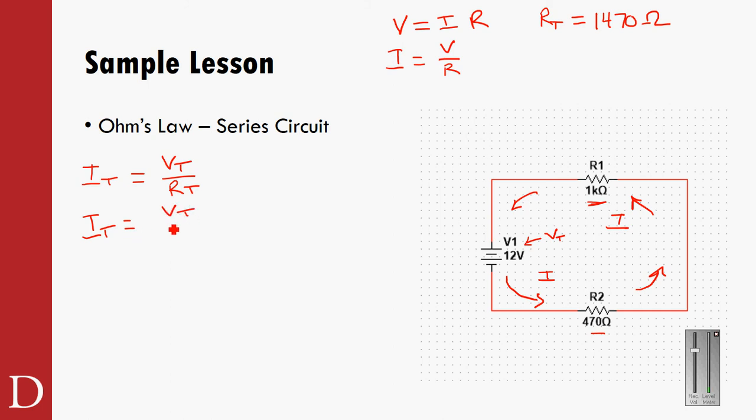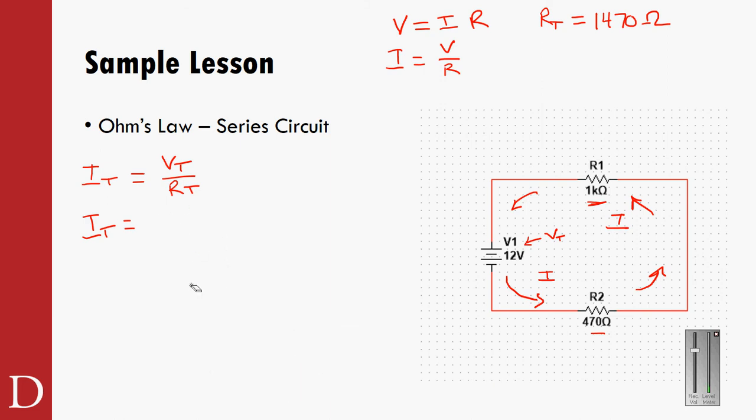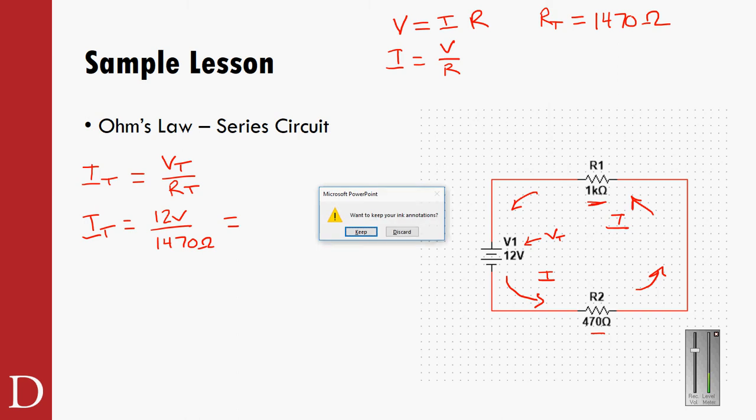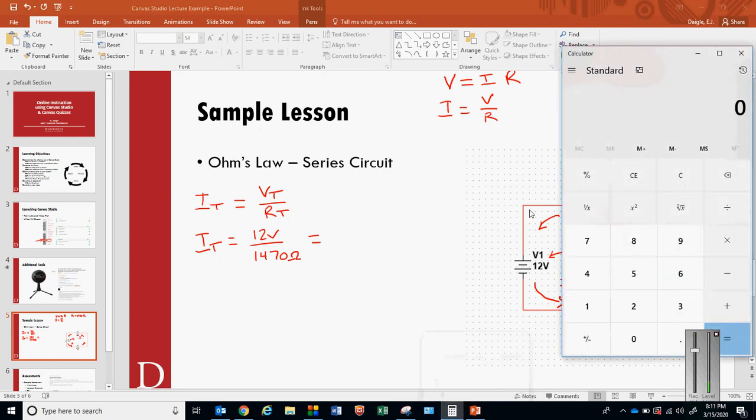equals VT. Oop, let me go back to my nice little eraser tool here. I already wrote that down once, probably don't have to write that down again. All right, pointer options here, pen. The total voltage, which is 12 volts, divided by the total resistance, which is 1,470 ohms. Now, I don't know what that is off the top of my head, so I'm going to hit escape real quick. I'm going to keep my ink annotations. I'm going to go to my calculator, and I'm going to go 12 volts divided by 1,470.